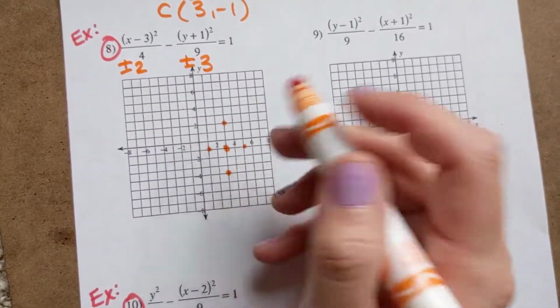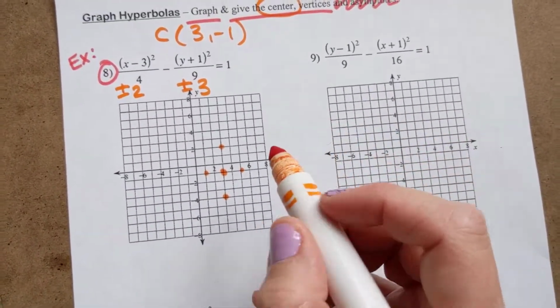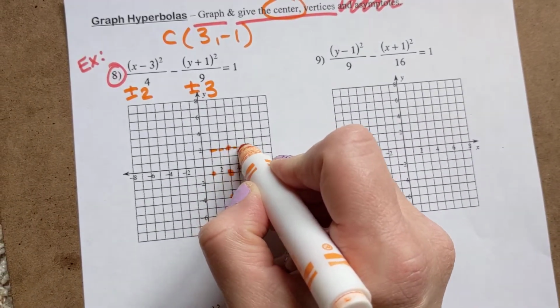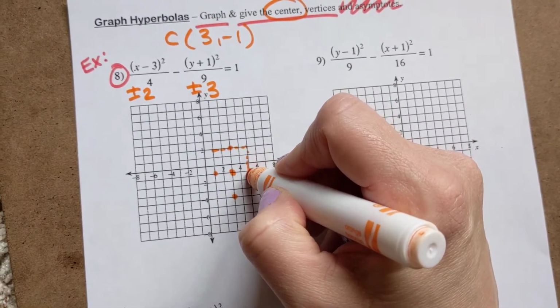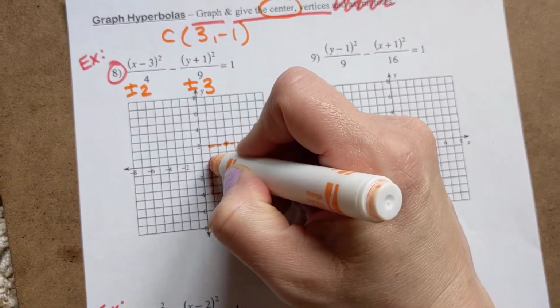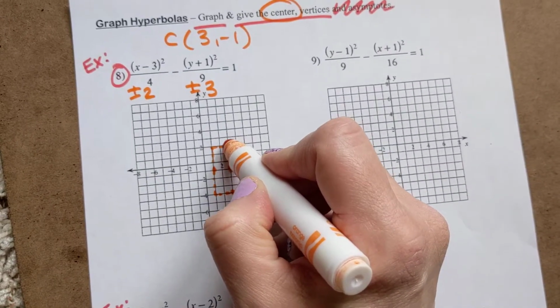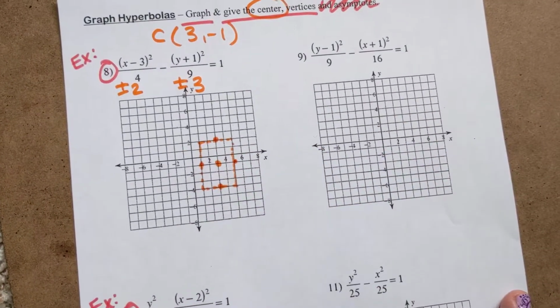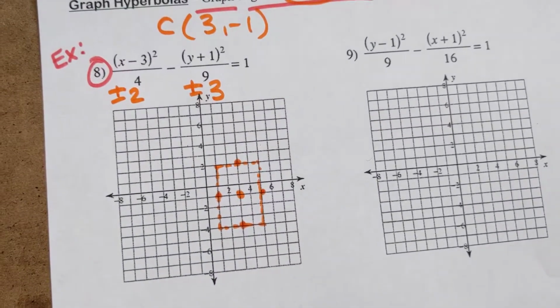Now, we're not going to connect it like the ellipse did. Instead, it's like our asymptotes, dotted lines connecting this as if it were a box. Okay, so I'm kind of making a box connecting those points. Remember, there's a point here, here, here, here, and I'm just connecting it to the corners like a box.